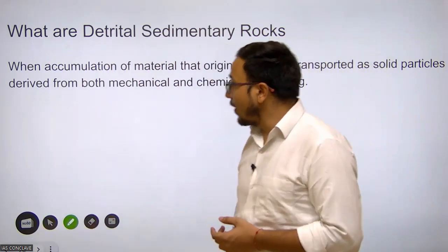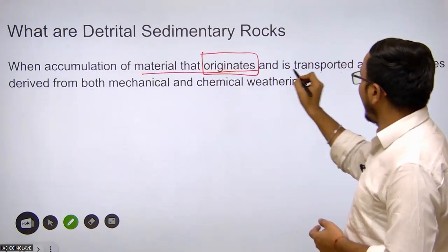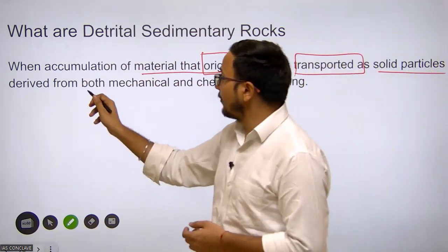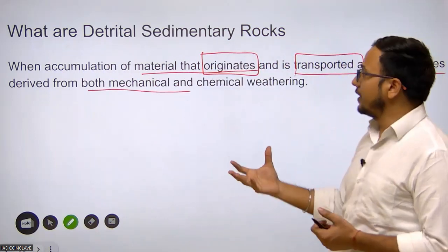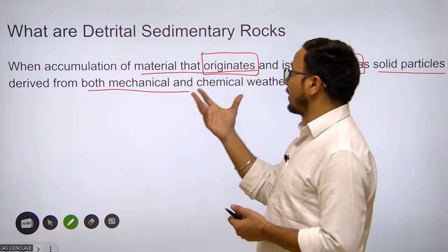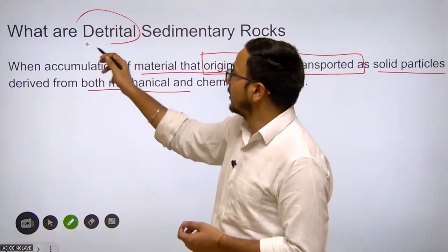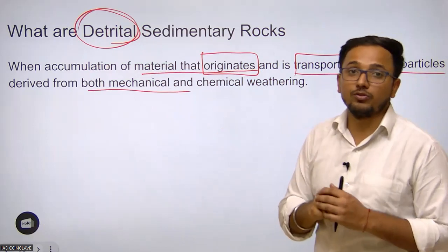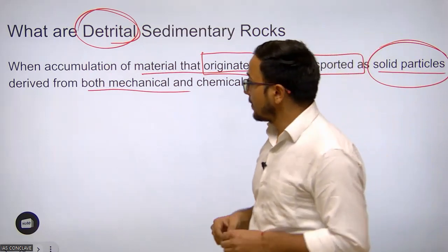When accumulation of the materials that originate and are transported as solid particles derived from both mechanical and chemical weathering. So when accumulation and deposition of the originating and transporting solid particles derived from both mechanical and chemical weathering took place, they form detrital sedimentary rocks. So detrital sedimentary rocks are formed by the deposition of the solid particles.